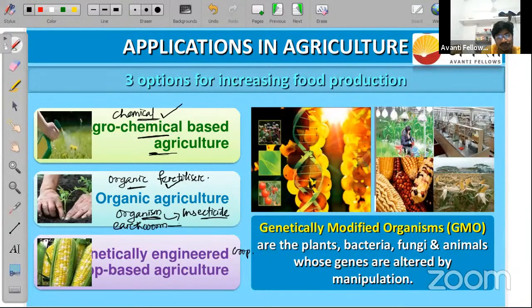Whenever you are seeing a large amount of earthworms in any soil, it means that soil is more fertile. Earthworm presence makes the soil more fertile. Okay, is this clear to everyone?